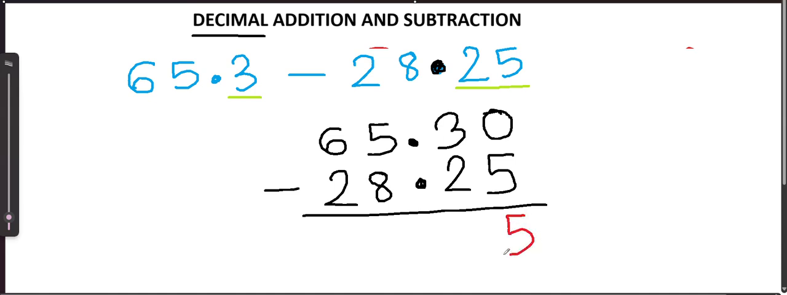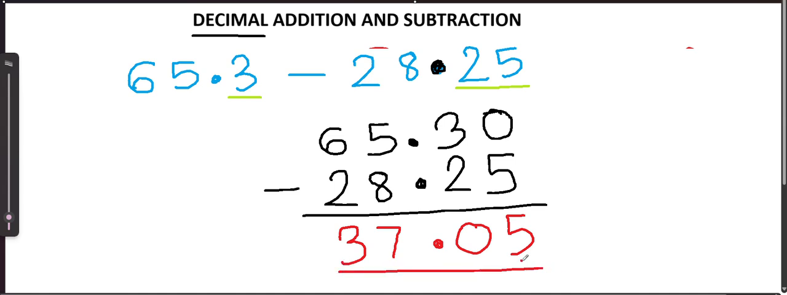Here we have a 5. So this turns into a 3. That would be a 0. 15 minus 8 gives us 7. So 6 minus 3 is equal to a 3. So my final answer is 37.05. Okay, so you see it's really easy.